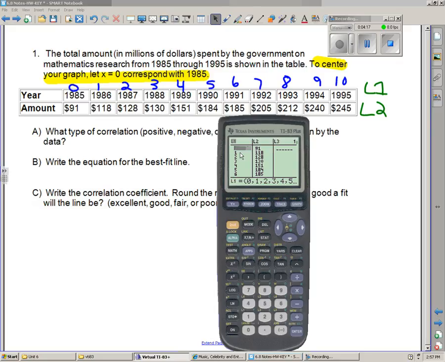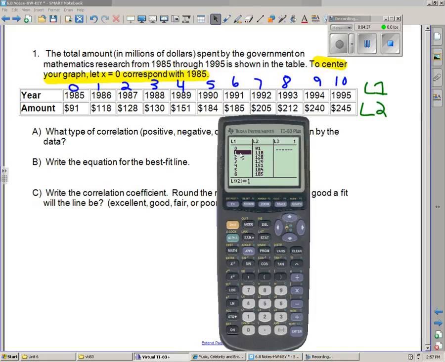Okay, so we've typed in all the data into the calculator. You're double checking to make sure that you have the exact same amount of data on both sides, list 1 and list 2, and that the numbers are correct, because if you're off by even one number, it's going to skew your whole graph. So one of the things that it wants to do is to see what type of correlation you have. So you're going to have to take a look at your graph.